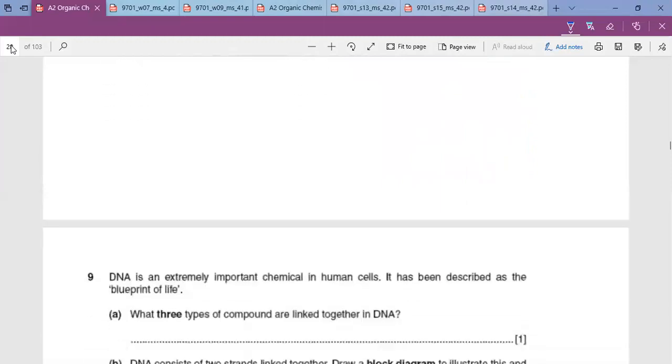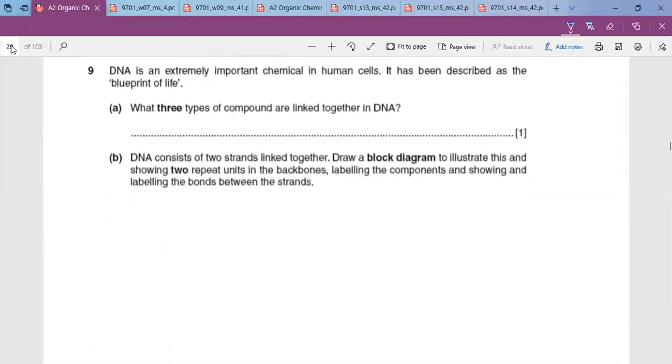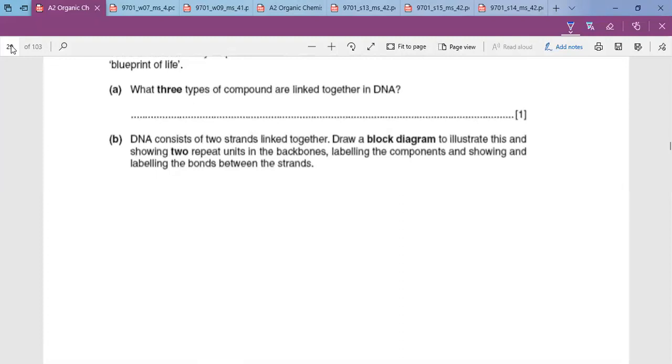I got all these things planned out for you, see? Okay, what types of compound are linked together? So 3 types, so simple, linked together in DNA. What are they? The phosphate, the deoxyribose sugar. What else? Your base. You can put base here. You want to show off a bit, you can put all the bases like A, T, whatever, and guanine and cytosine.